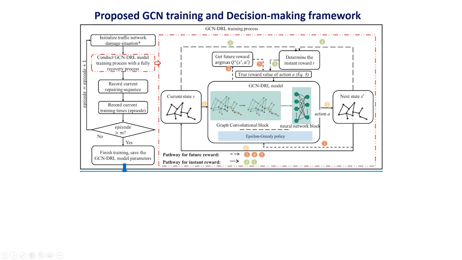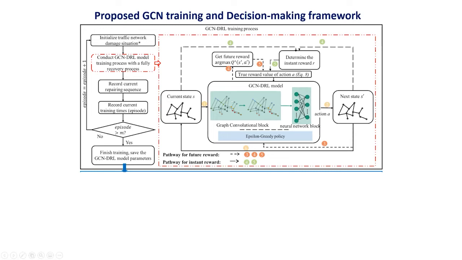On the other hand, on the other path, we can feed this state into the graph convolutional neural network again and get the highest future reward for this given state. After combining these two rewards here, we use a very famous equation called the Bellman equation to estimate the true reward of this action.